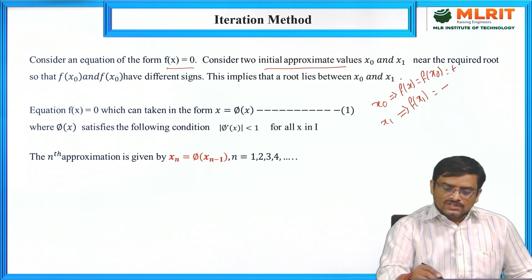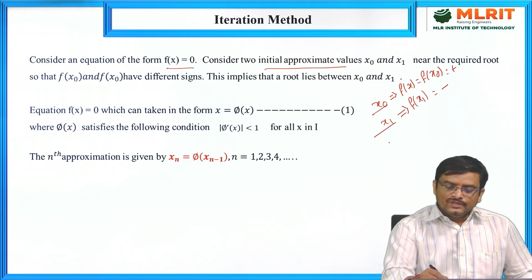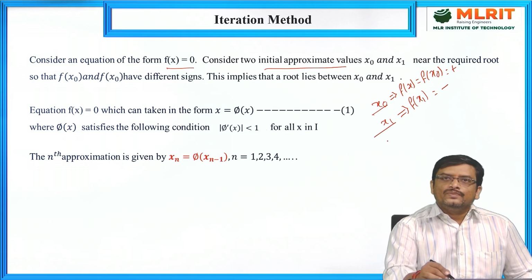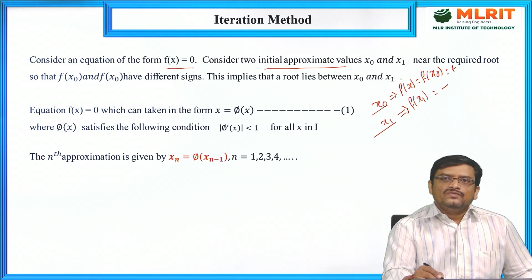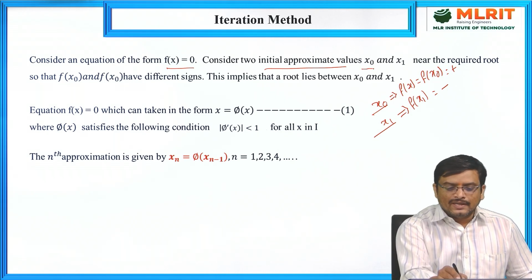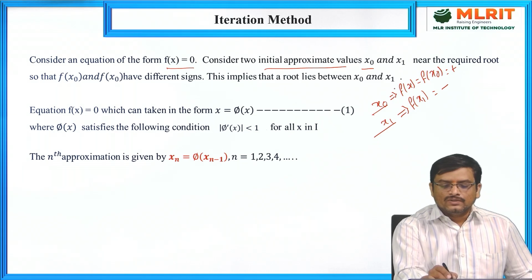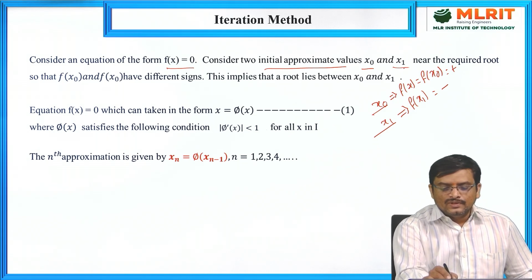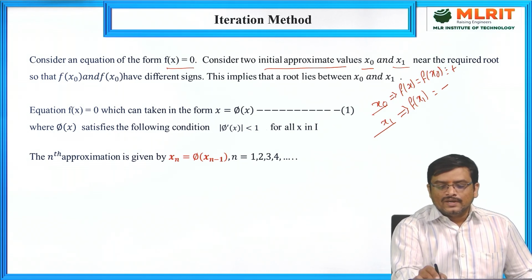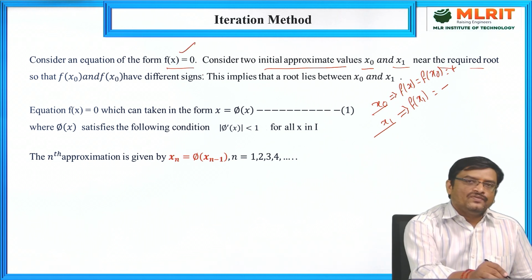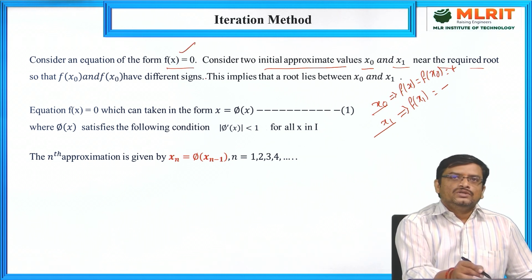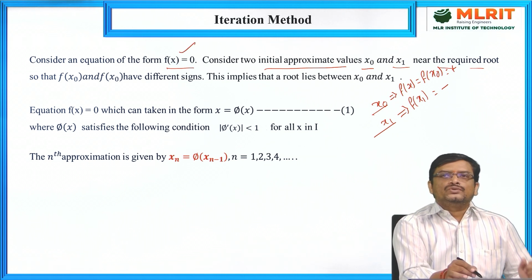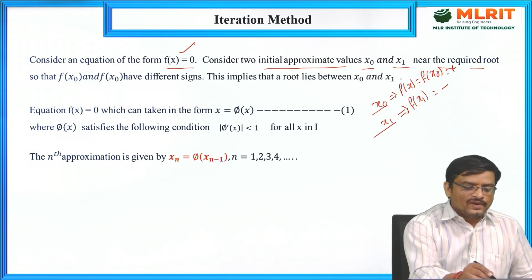Like this, we have to consider two real numbers. If you substitute the two real numbers in the function, their function values must have opposite signs. So we consider two real numbers and represent them as x0 and x1. These two real numbers indicate that the root of f of x is equal to 0 lies in between x0 and x1. Okay, this is the first point we have to do.